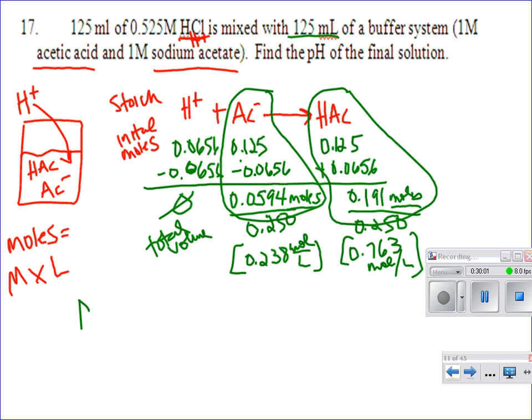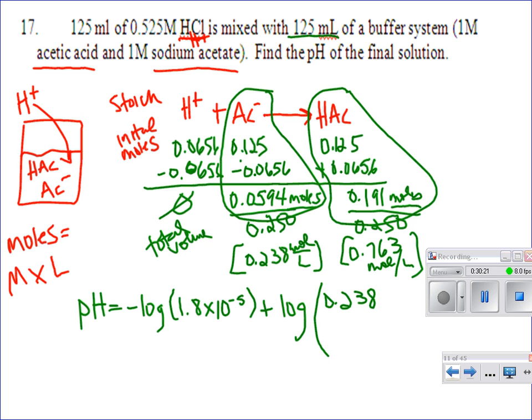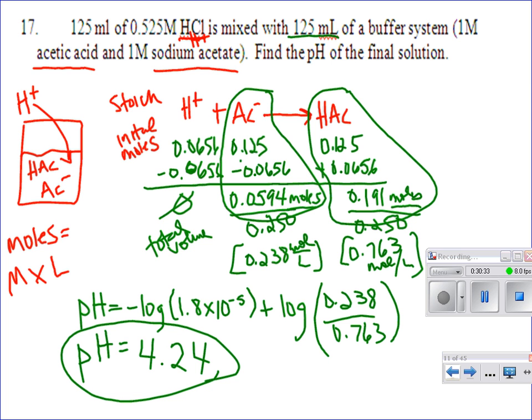All right, so now I've got my two concentrations to solve. I'm just going to plug it into Henderson-Hasselbalch. pH is equal to, and again, the Ka of acetic acid is 1.8 times 10 to the negative fifth, plus the log, which goes on top. Tell me the number. What number goes on top? Good. 0.238 divided by 0.763. So pH is equal to 4.24. That's what last period got. Would y'all get that? Yes.